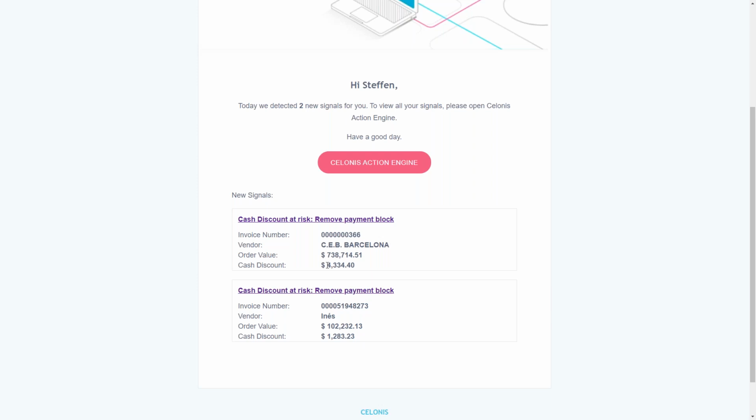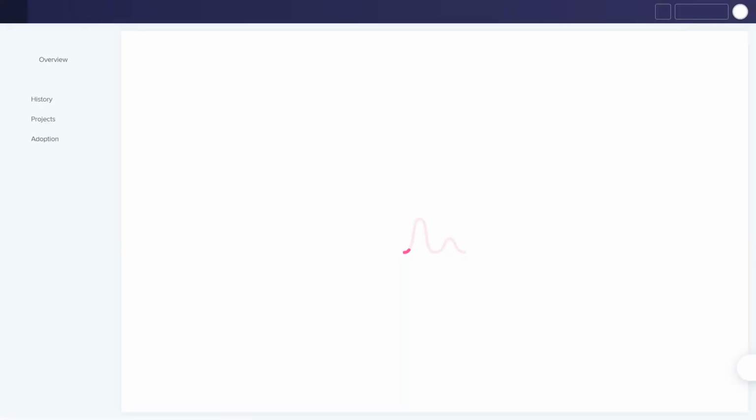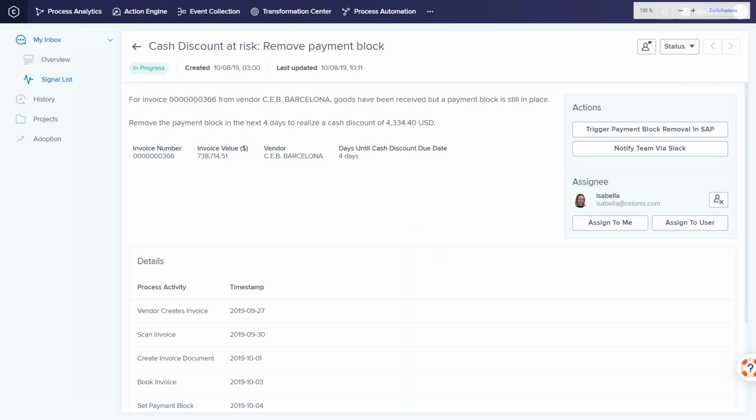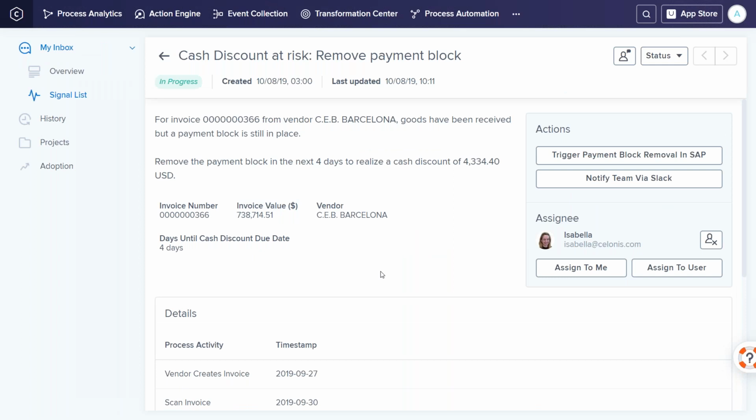And if we have a look at this first example, we see that by just removing the payment block for this one particular invoice on time, I could realize a cash discount of more than $4,000. So that's really worthwhile spending a bit of time on, right? For the accountant, that's simply a single click. So I could just click on this signal in order to receive all the context relevant information that I need as an accountant. So here, the accountant gets all the information he or she needs at one place without having to manually log into manifold systems and collect this data.